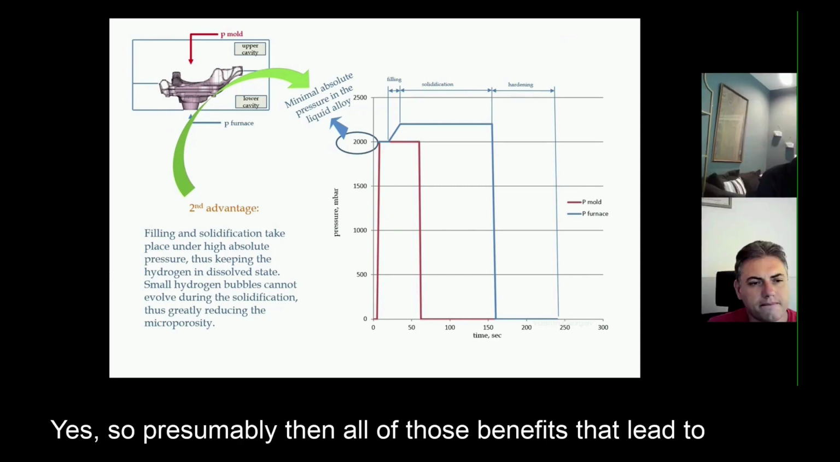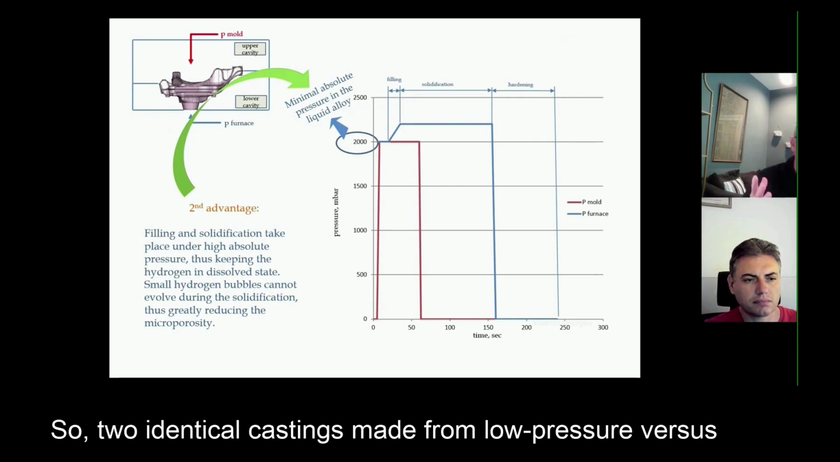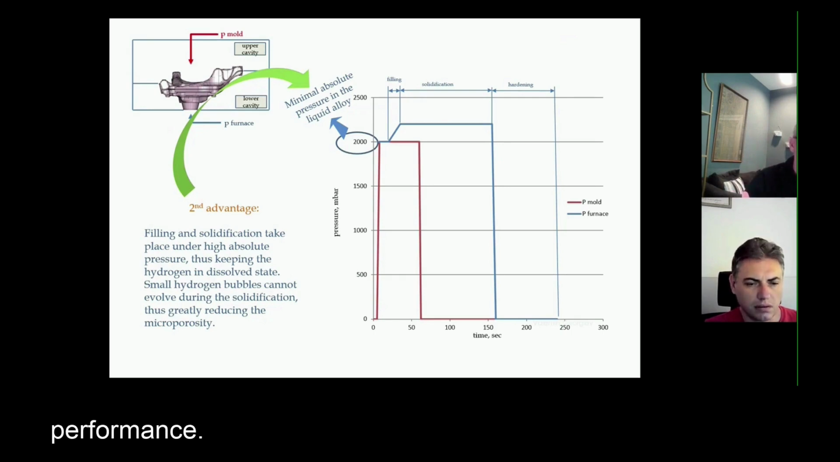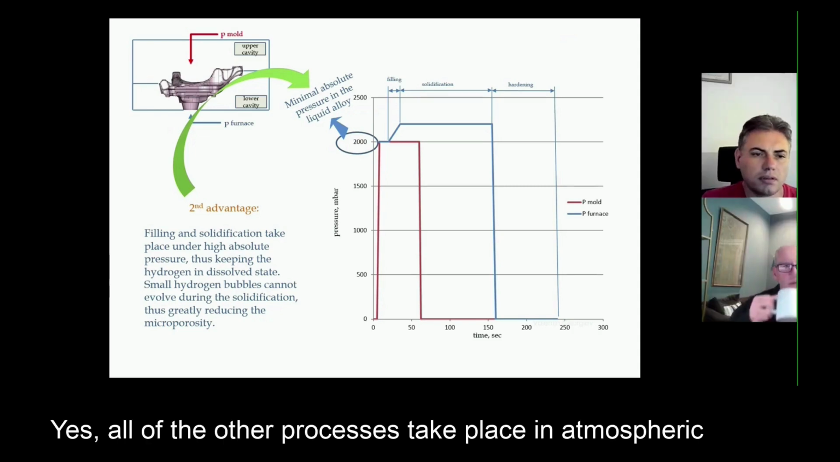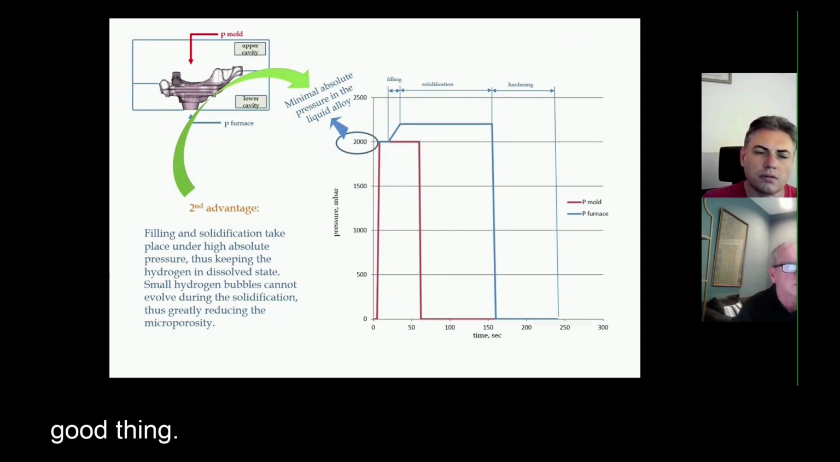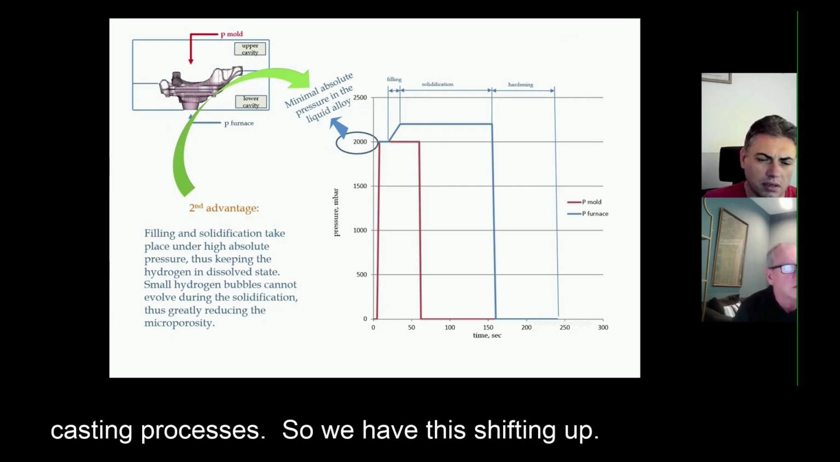Yeah, so presumably all of those benefits lead to better mechanical properties of the casting. So two identical castings made from low pressure versus counter pressure, the counter pressure casting will have higher performance. Yes, all of the other casting processes take place in atmospheric pressure. Only counter pressure happens in higher absolute pressure, which is a good thing, and this is the main difference if we compare to the rest of the casting processes.